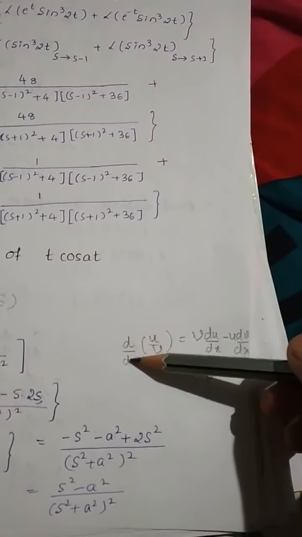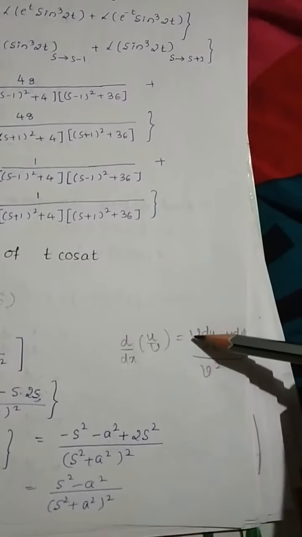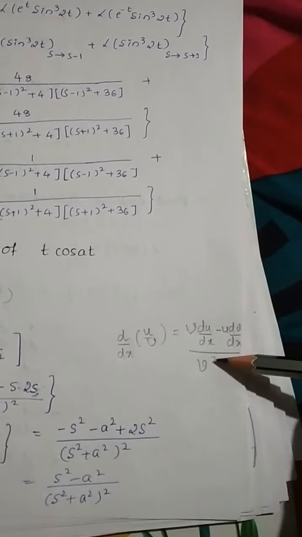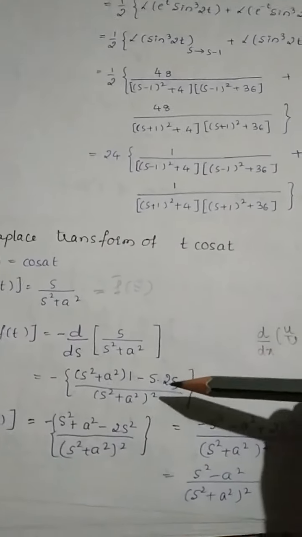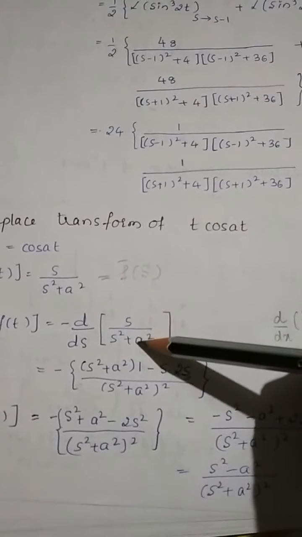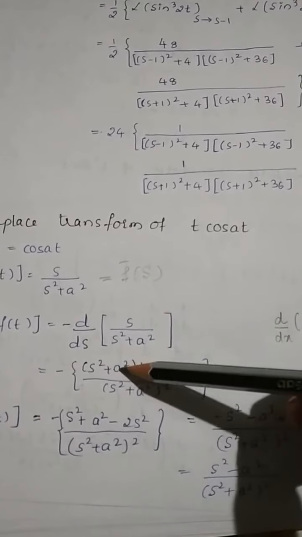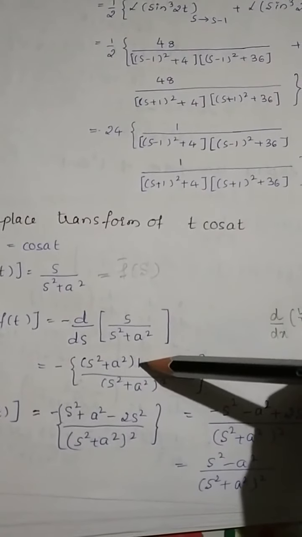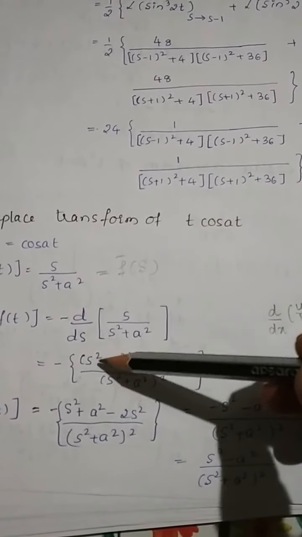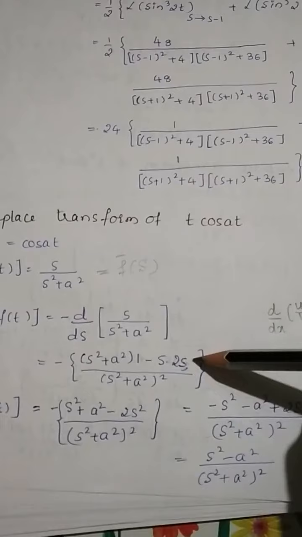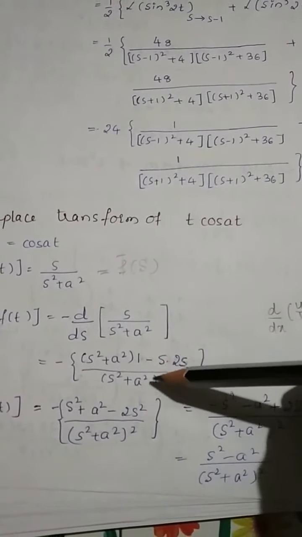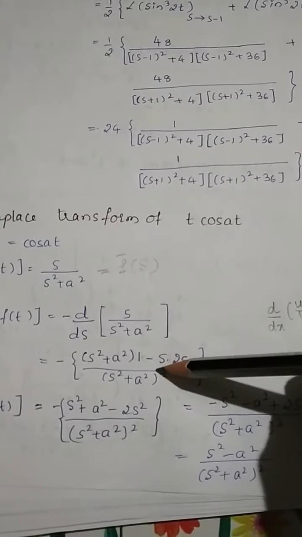Using the quotient rule, I have written d by dx of u by v, that is v into du by dx minus u into dv by dx upon v square. This is the quotient rule. Using this, we need to differentiate this term. Here u is s, v is s square plus a square. That is s square plus a square into the differentiation of s, which is 1, minus s into the differentiation of s square plus a square. The differentiation of s square is 2s, the differentiation of a square is 0, because a is a constant, upon v square, that is s square plus a square whole square.